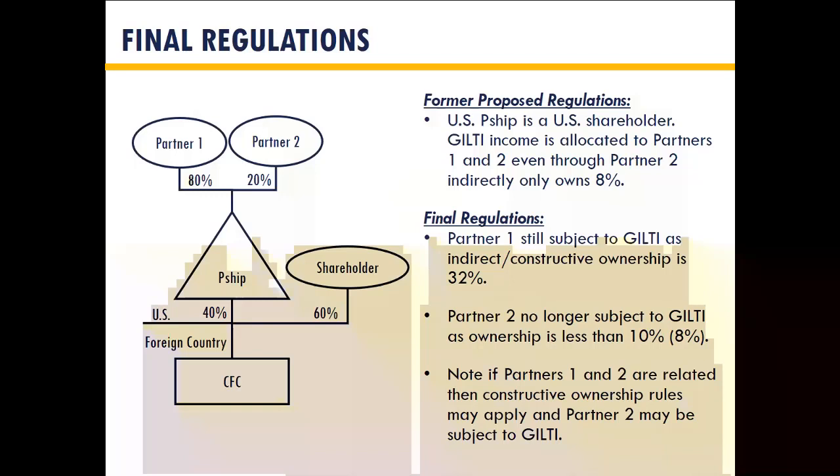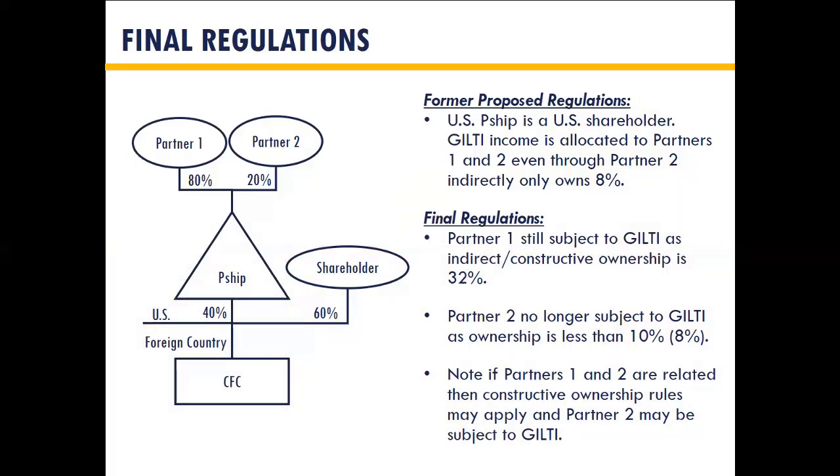Recall that there's a couple things that we need to have GILTI applied to a US shareholder. We need to have a CFC. In this case, we have US shareholders that own 10% or more owning more than 50% of this foreign corporation, and so that entity at the bottom is considered a CFC subject to these GILTI rules. The question is, is a partner considered a US shareholder for GILTI purposes? Remember that we have to get to that 10% threshold. Under the former proposed rules, they said if you have a partnership that owns an interest in a CFC, and that partnership owns 10% or more, then that partnership is considered a US shareholder.